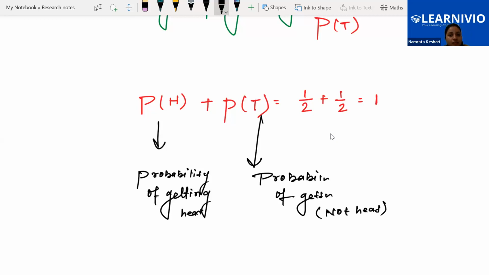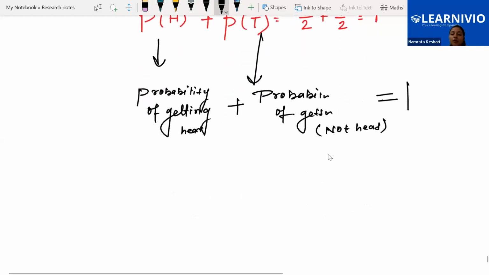Yes, ma'am. Can we say it like this? The first one is head, fine. The next one we can also write this way. Why not? Tail means not head. So we can write this tail as not head. So the probability of head plus the probability of not head equals 1. This type of scenario we will have when we talk about the complement. These two are called complementary events.